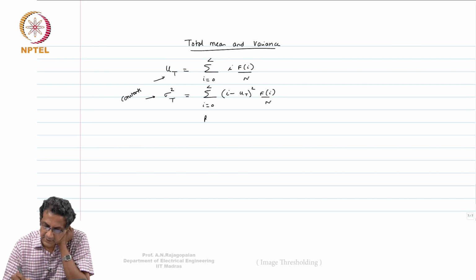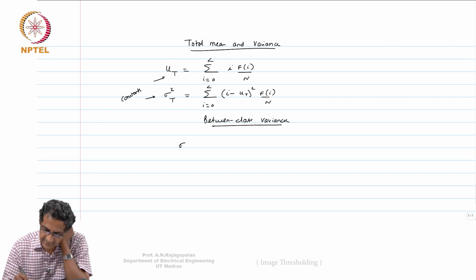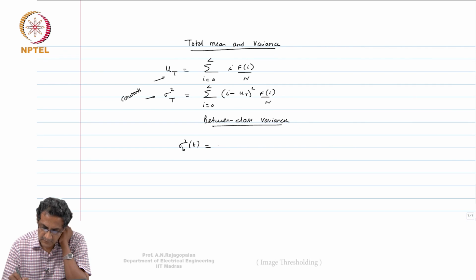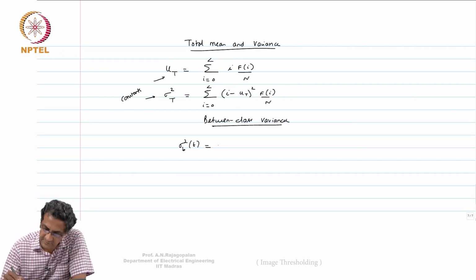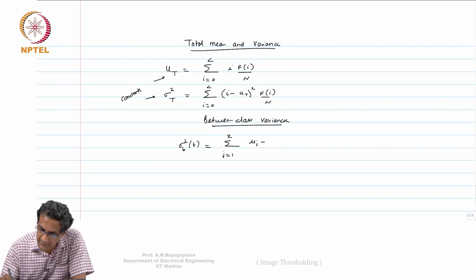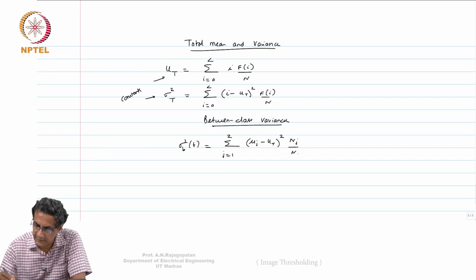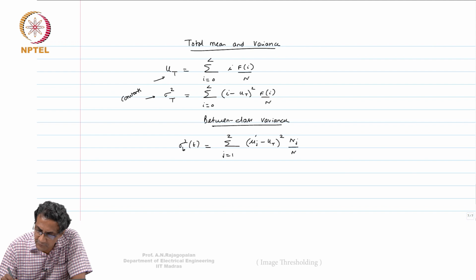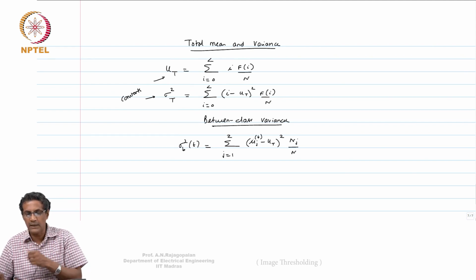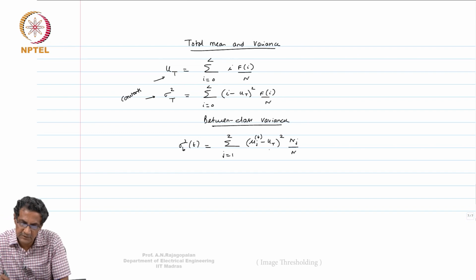Let us also look at the between class variance, because what we did was within class. Let us indicate it as sigma square b of t. So sigma square b of t is the summation j equal to 1 to 2 of mu j minus mu, the whole square, into nj by n, where of course, ideally I should be putting mu j of t here, because mu1 and mu2 depend on t. Mu, of course, is independent of t.